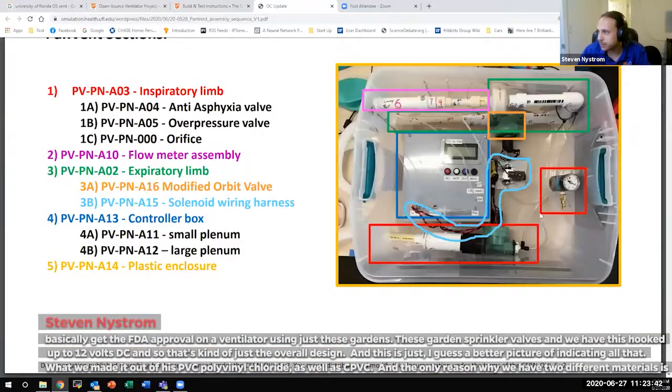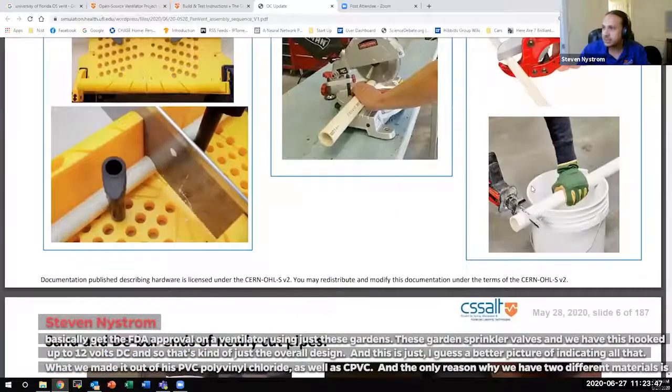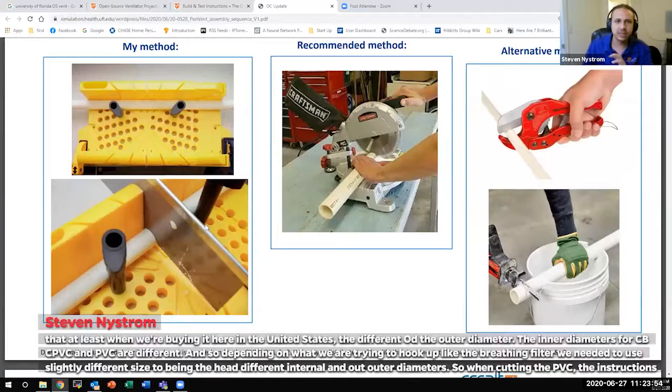And this is, I guess, a better picture indicating all that. What we've made it out of is PVC, polyvinyl chloride, as well as CPVC. The only reason we have 2 different materials is that, at least when we were buying it here in the United States, the outer diameter and the inner diameters for CPVC and PVC are different. Depending on what we were trying to hook up, like the breathing filter, we needed slightly different size tubing with different internal and outer diameters.